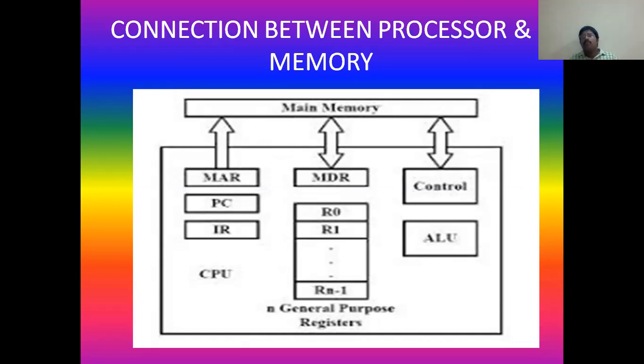Before that, the main aim of this concept is how the processor and memory are going to be connected. Here this is the main memory, and here this is the processor. It is connected by using some symbols. If you observe here, there are three symbols in the slide I'm showing you now. So this is one, this is one, this is one. What are those three? Those are buses.